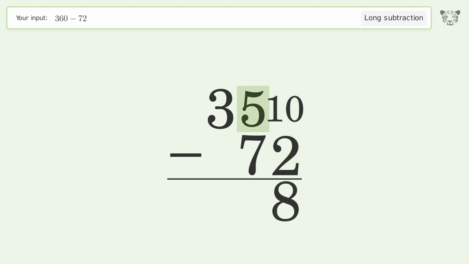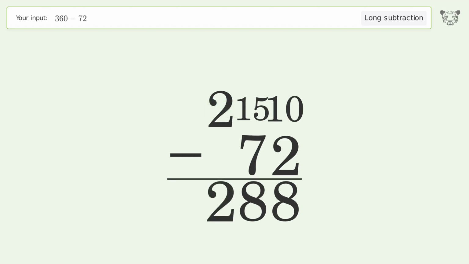Because the upper digit, 5, in the tens column is too small to get a positive difference, borrow 1 from the digit, 3, in the next number place, which becomes 2, and get 15. 15 minus 7 equals 8. Write 2 in the hundreds place. And so the final result is 288.